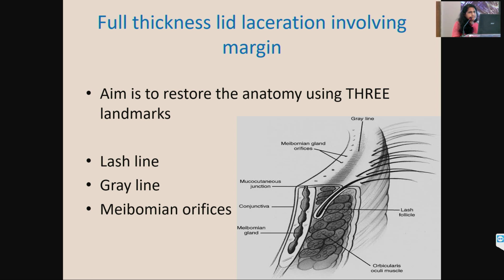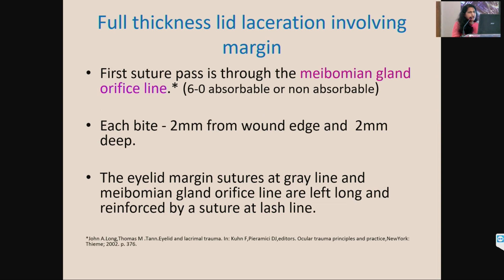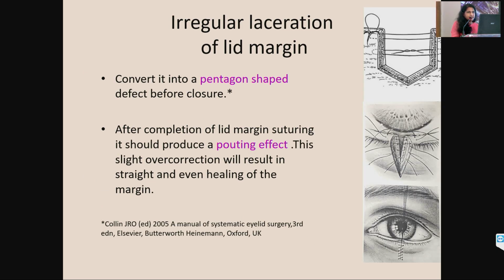If it is a full thickness lid margin wound, our aim is to restore the anatomy using 3 basic landmarks, that is the lash line, gray line, and the meibomian orifice line. Our first suture pass is through the meibomian gland orifice line. Each bite is 2 mm from the wound edge and 2 mm deep. The lid margin sutures at the gray line and meibomian orifice line are left long, and they are reinforced by a suture at the lash line. If it is an irregular laceration of the lid margin, first convert it into a pentagon-shaped defect before closure, then follow the 3 suture technique.